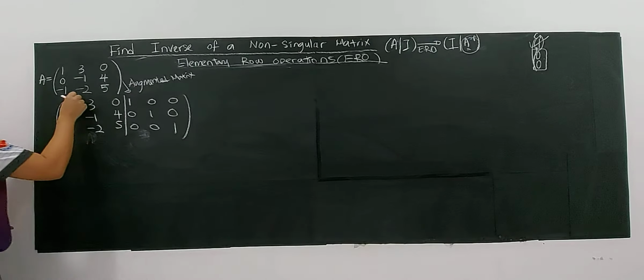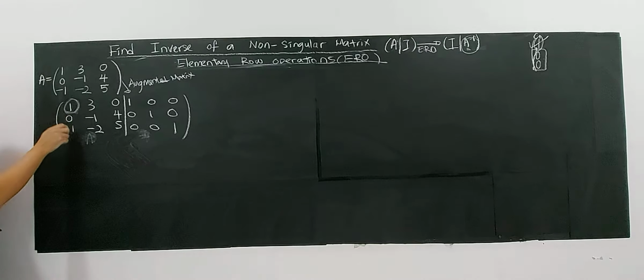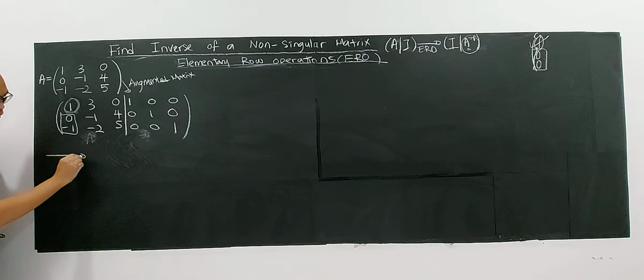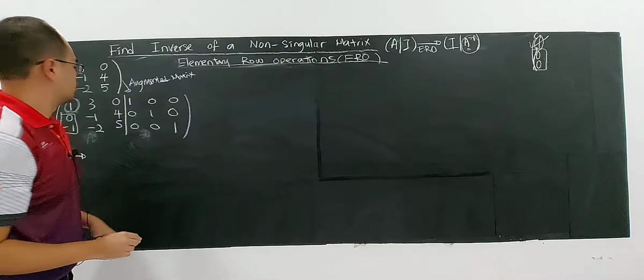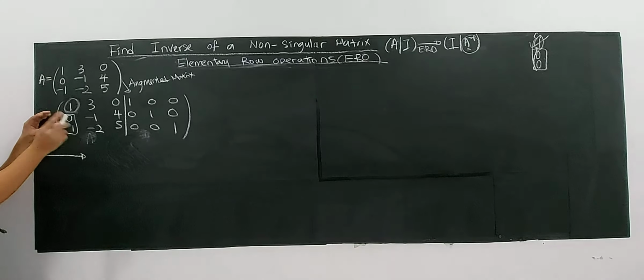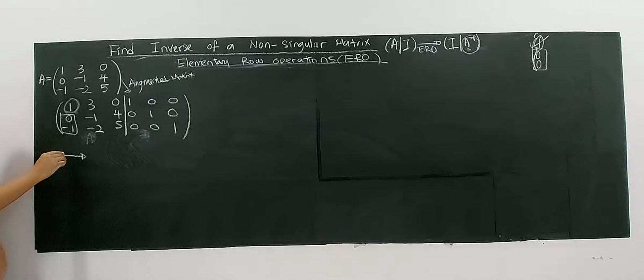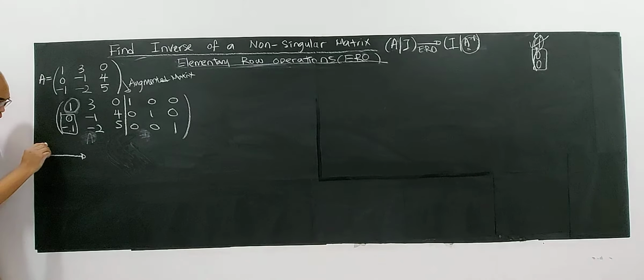Now you have to make this 2 become 0. And this is already 0, and this one is not 0. So you're not going to modify this row. Okay, now which operation should I use? You refer to the previous video. For this 2 to become 0, you have to refer to row 1. So you are using the third operation.